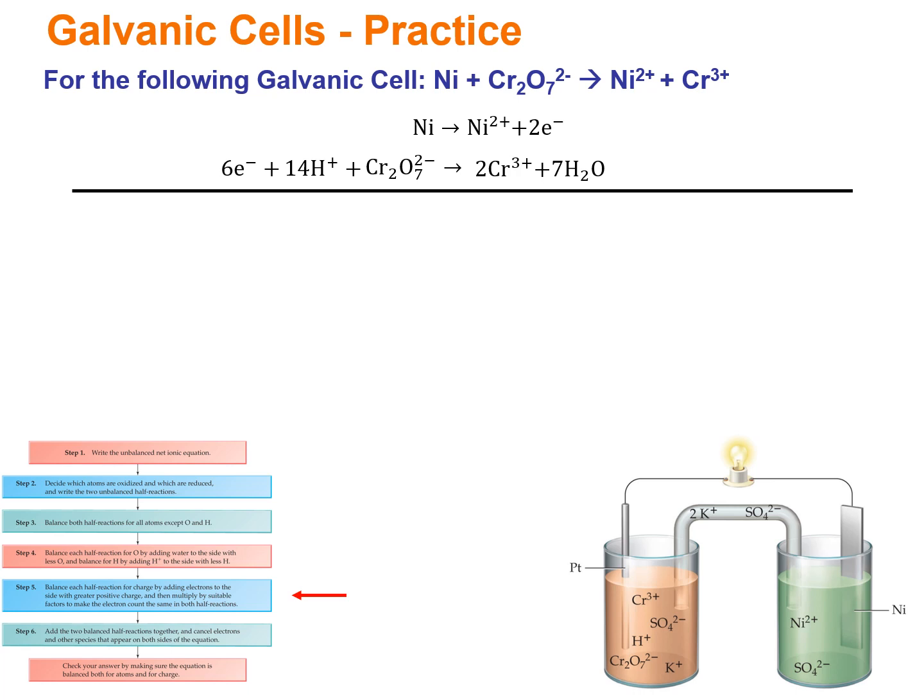So that means we have to multiply everything in the nickel reaction by 3. And so now we have 3 nickels to 3 nickel 2 plus and 6 electrons. We're ready to add them now. And so we add these 2 balanced half reactions. The electrons cancel out. We're left with 14 H pluses reacting with dichromate plus 3 nickels to yield 3 nickel 2 pluses, 2 chromium ions, and 7 waters.